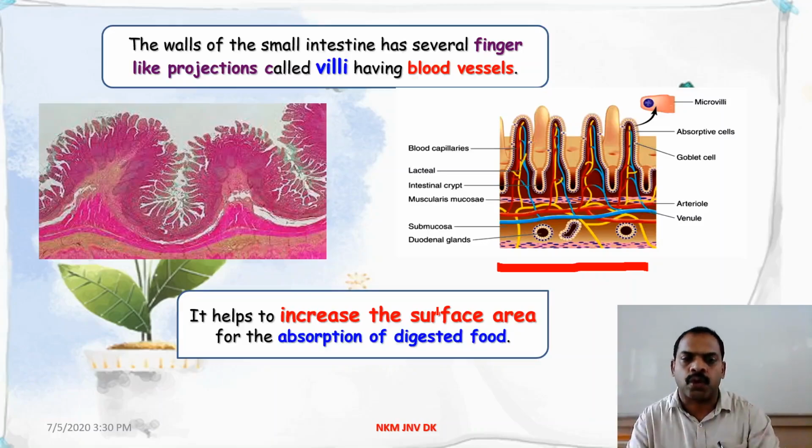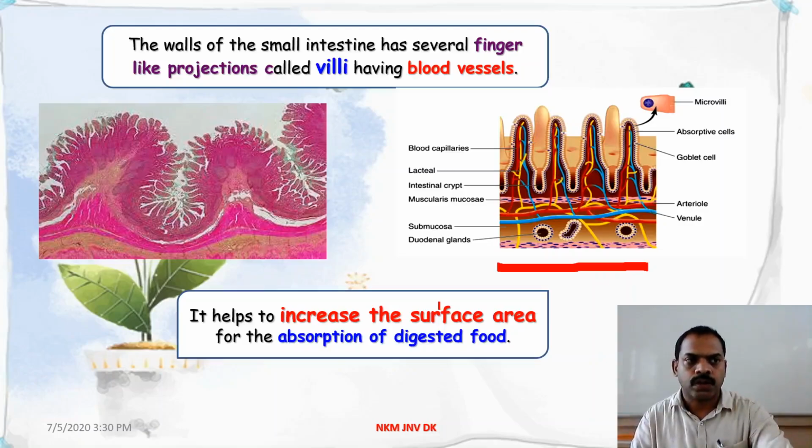Surface area is more to absorb. When it is folded, food can go through this way and touch more of the absorption surface. So increasing surface area means more absorption, better absorption. This is the role of villi in the small intestine.